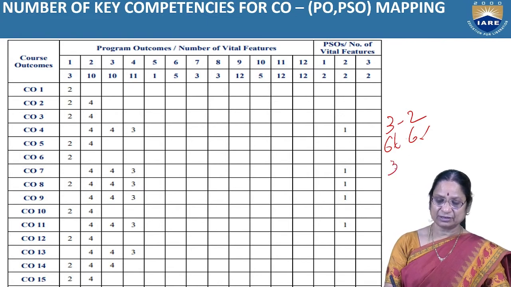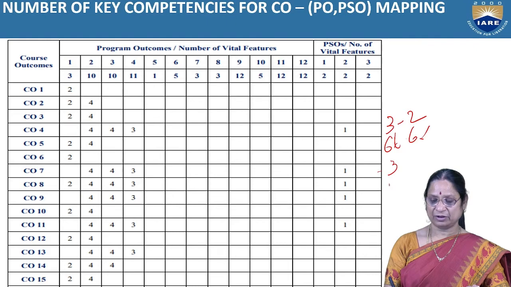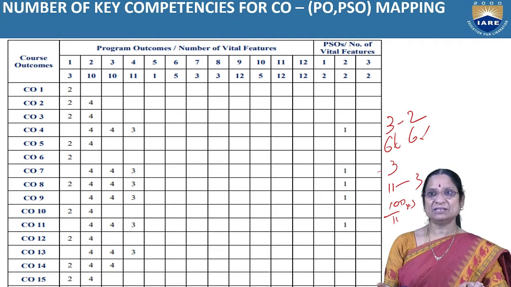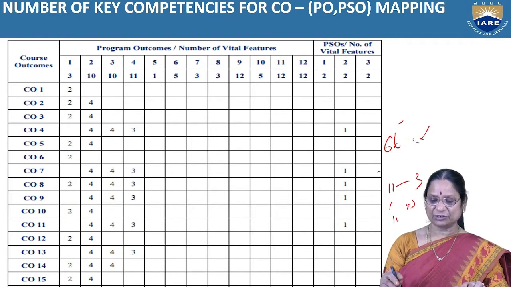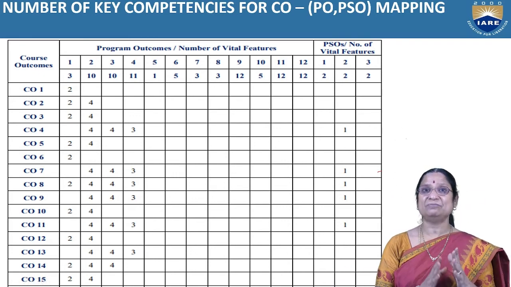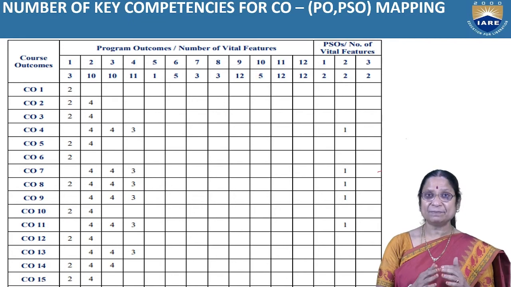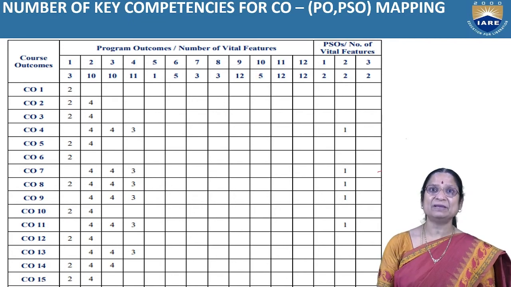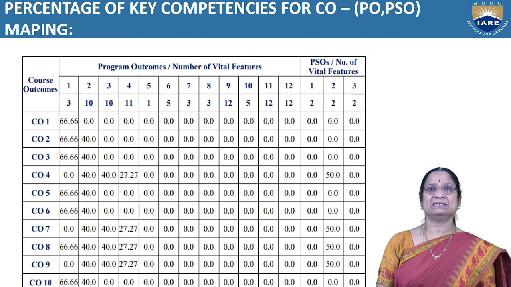Out of 11, 3 features are mapped. Up to for 11, 3 features. For 100, how many? So it may be some 22 point something will be there, 28 point something. That means the percentage is going to be calculated depending upon total number of features, how many features are mapped. Based upon that, the percentage of mapping of strength can be easily identified.